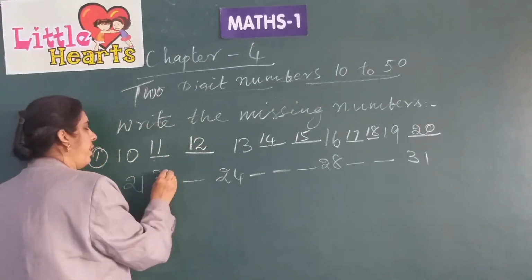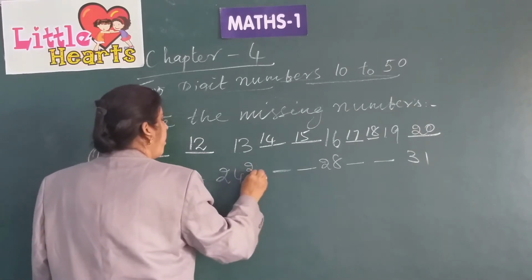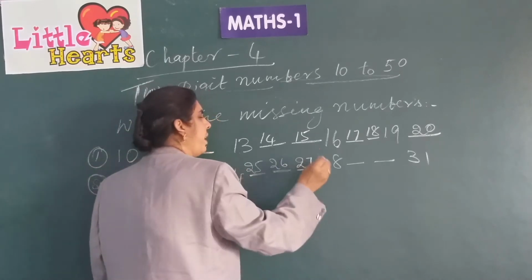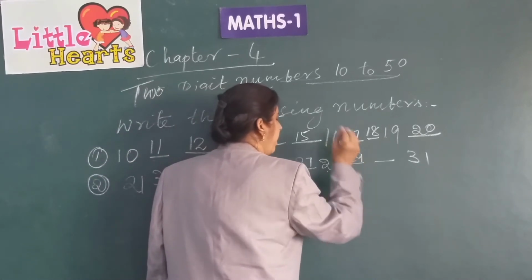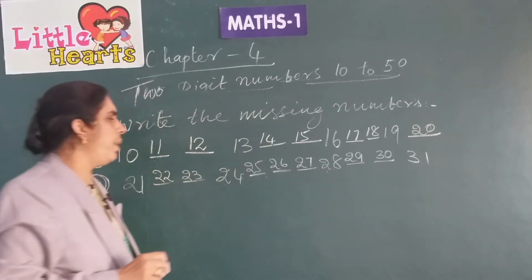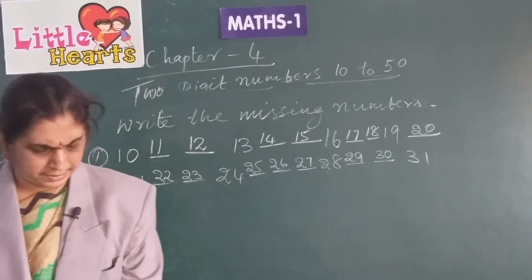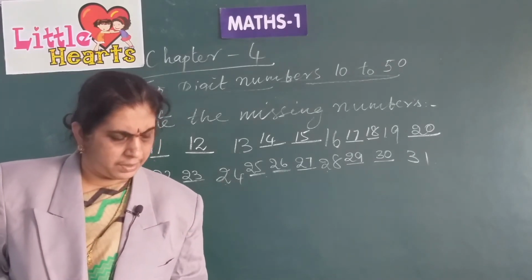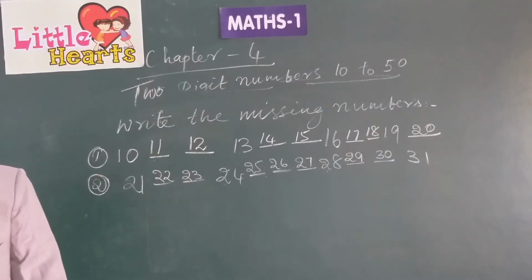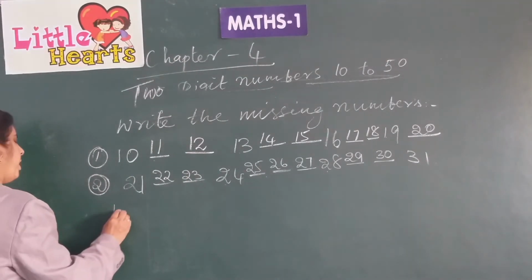21 is given, 22, 23. Next comes 24, 25, 26, 27, 28, 29, 30, 31. In this way, you can complete the missing numbers in a given set of numbers. And write the numbers for the given number name.